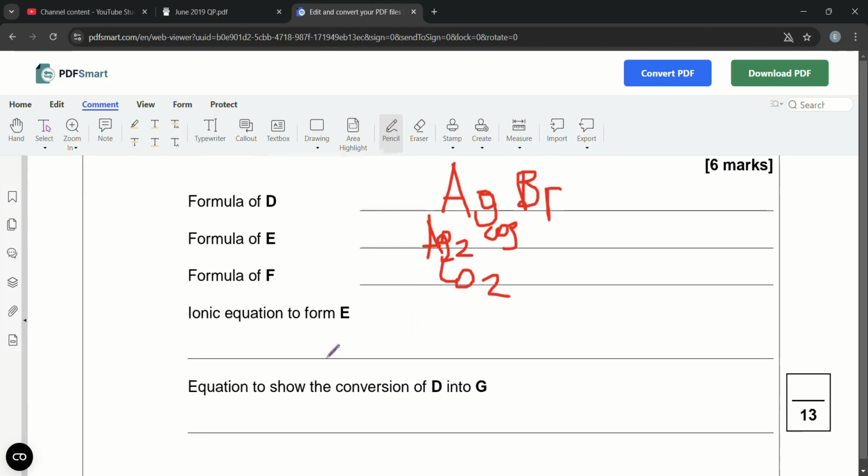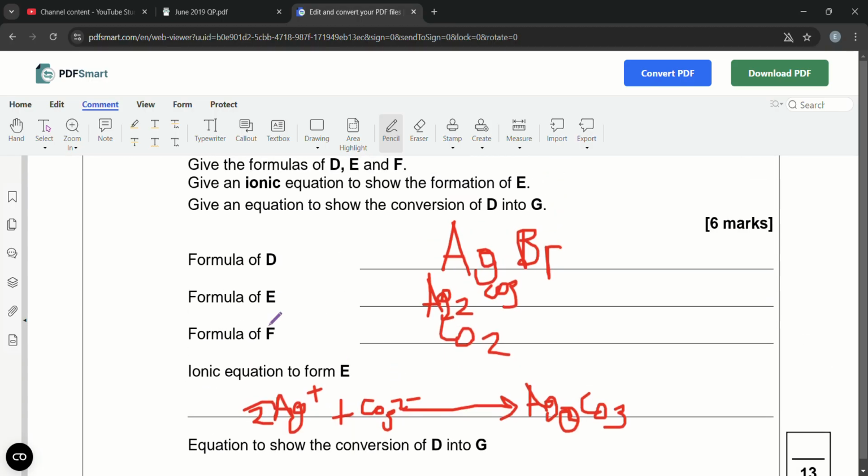Ionic equation to form E, Ag2CO3. That's a really nice question. To form it, we're going to have 2Ag+ plus CO3 2-, the carbonate ion. The reason we have a 2 here is because we've got 2 here. That balances it out and we form that.